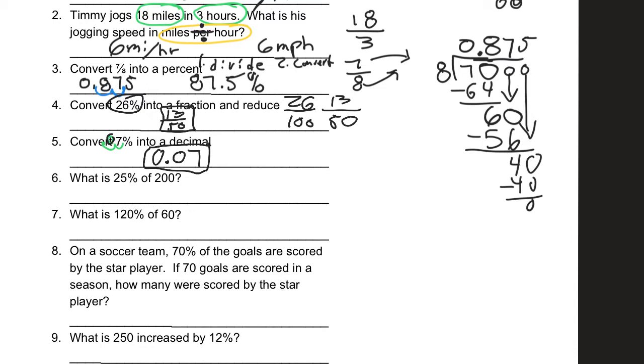Because if you check, watch, if I move the decimal point back, I'll do it in blue, I end up with 7%. Okay? So, make sure that you move 2 to the left. And if you want to write that down, 2 places to the left.